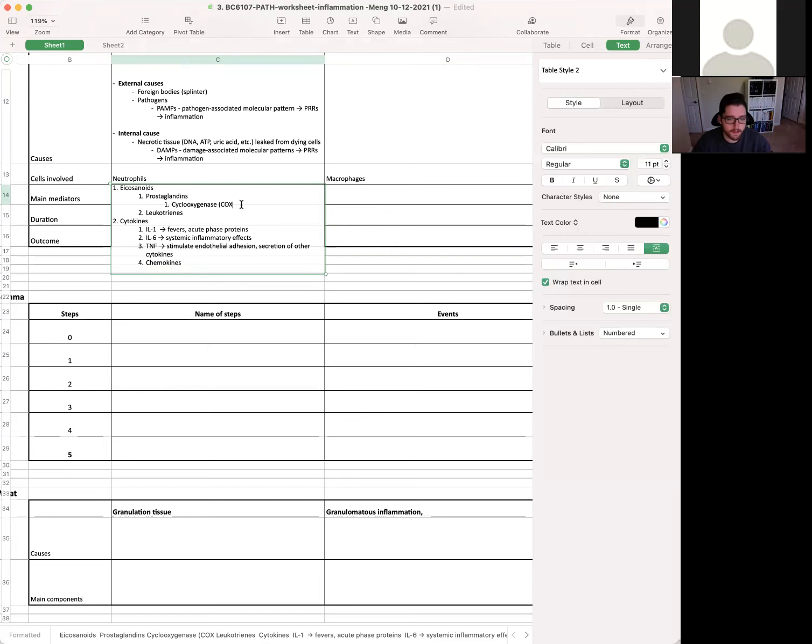But cyclooxygenases are enzymes involved in pretty much most cells in the body, but especially inflammatory cells. They're going to use cyclooxygenase to make these eicosanoid products, specifically prostaglandins and thromboxanes. So these eicosanoids are made by cyclooxygenase, and we have COX-1 and COX-2. Important to know the difference between those. I would just say COX-1 is the one expressed in most tissues.